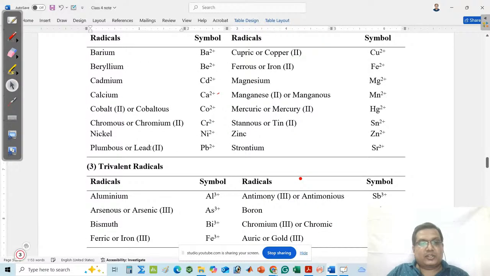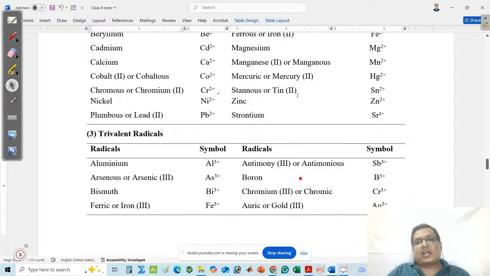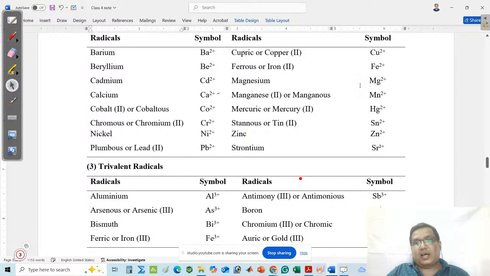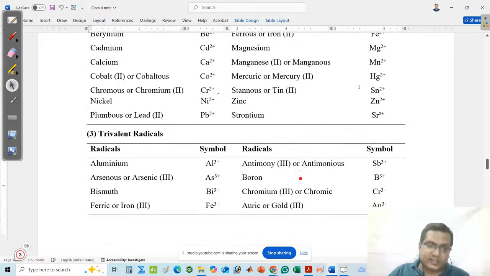Plumbous or lead, that is your Pb2 plus. Mercury or mercury II, Hg2 plus. Similarly, think about stannous or tin, Sn2 plus. These are the list of divalent radicals. All belong to the electropositive radicals.